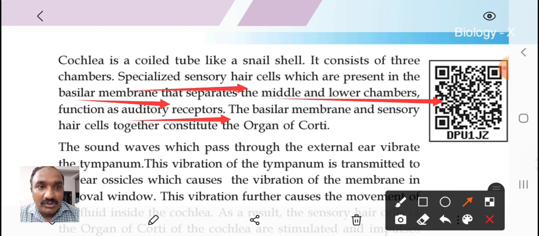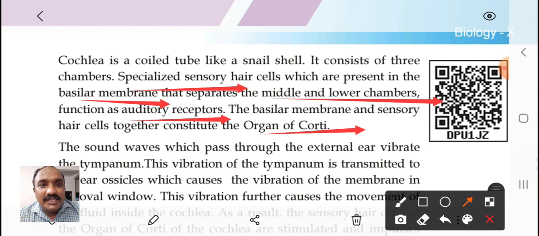Next point, you just look. The basilar membrane and the sensory hair cells together constitute the organ of Corti. This word you have to note. So what is the organ of Corti? Organ of Corti means basilar membrane plus sensory hair cells, or auditory receptors. Auditory receptor means the hair cells. So basilar membrane plus the hair cells are called the organ of Corti. That organ of Corti is the center of hearing in the ear.